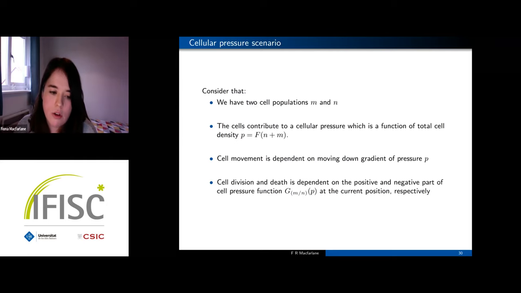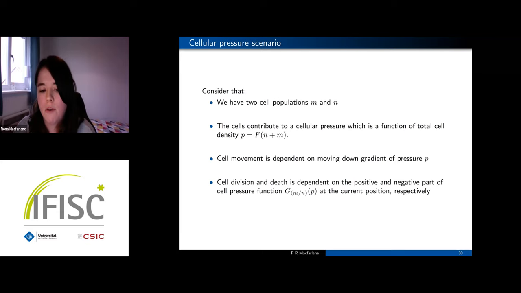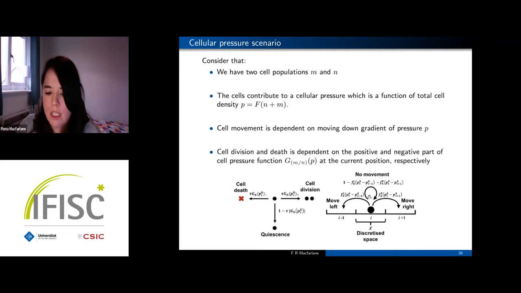In this case, we are going to include cell division and cell death, and this is also going to be dependent on some function of the cellular pressure. As an example of these mechanisms, we're going to have this cell division, which is going to have some probability in the individual base model, dependent on some pressure function. Cell death is going to be related also to that pressure function. And then we're going to have movement of the cells responding to some gradient in the pressure, where the cells can move right or left or not move at all.